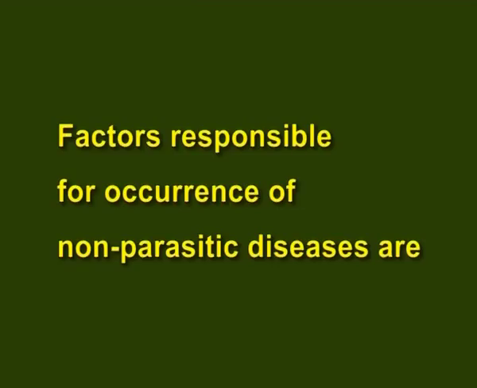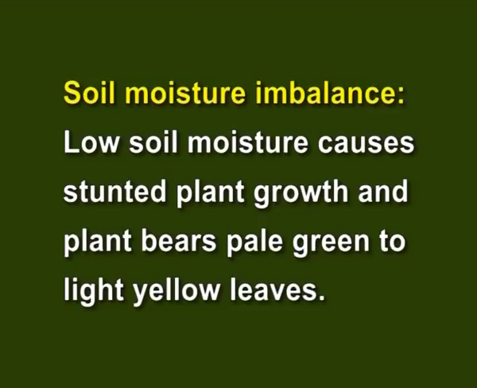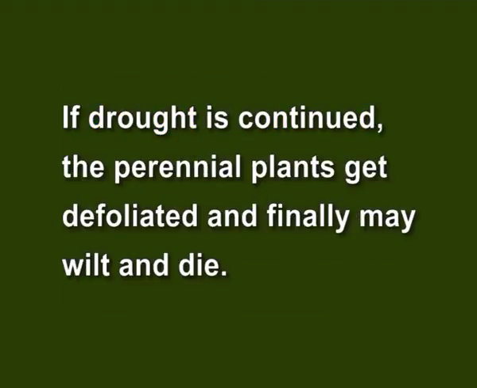Factors responsible for occurrence of non-parasitic diseases are soil moisture imbalance. Low soil moisture causes stunted plant growth and plant bears pale green to light yellow leaves. If drought is continued, the perennial plants get defoliated and finally may wilt and die. High soil moisture results in diminished oxygen in the soil, which affects the root growth. Plants become succulent, which increases their susceptibility to certain pathogens.